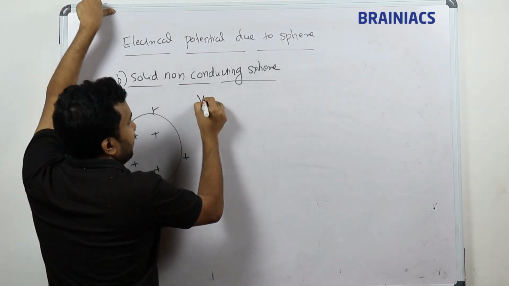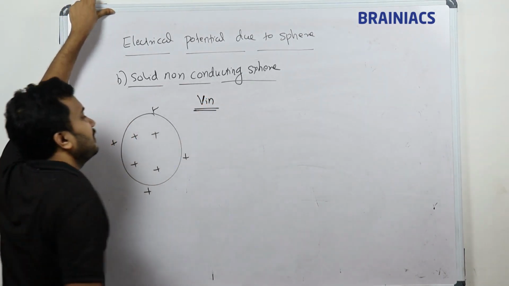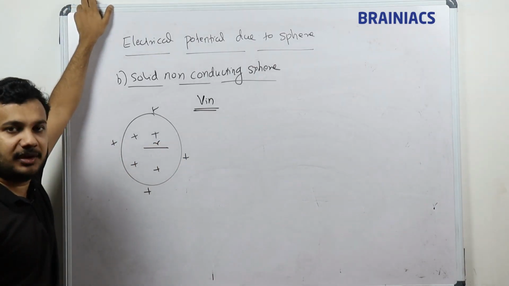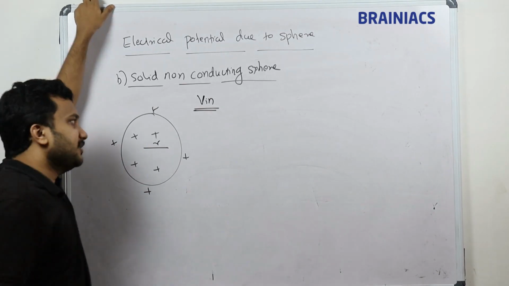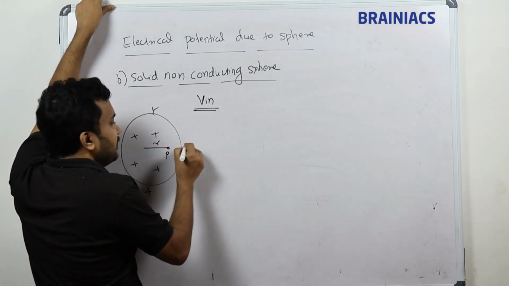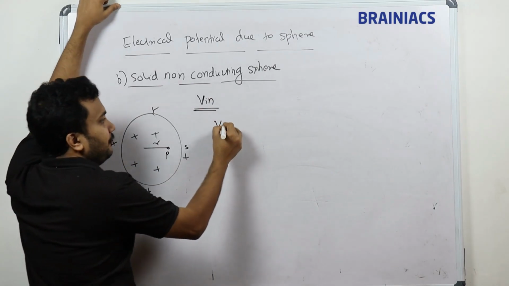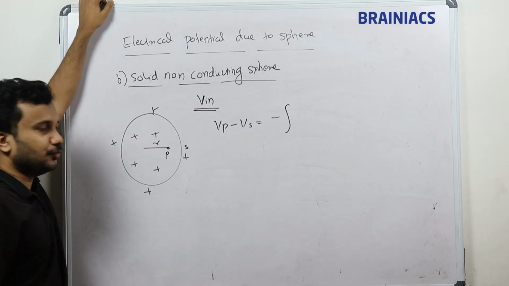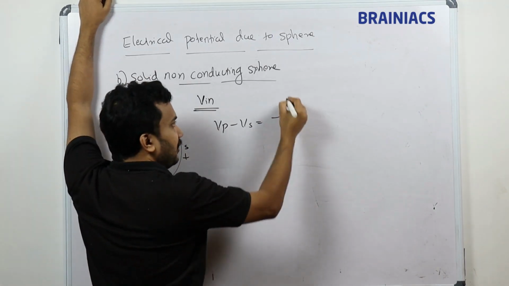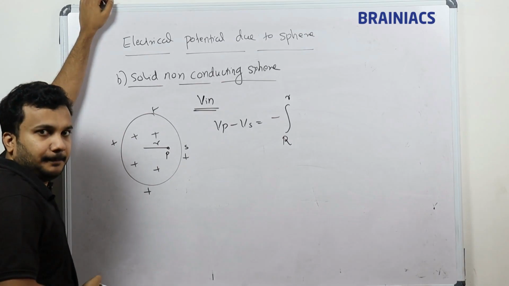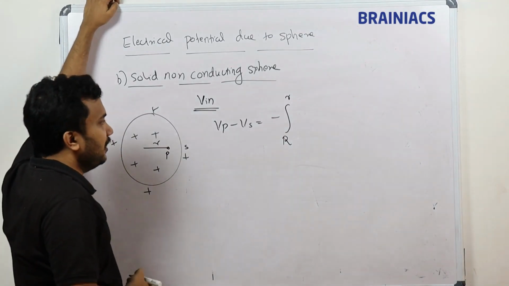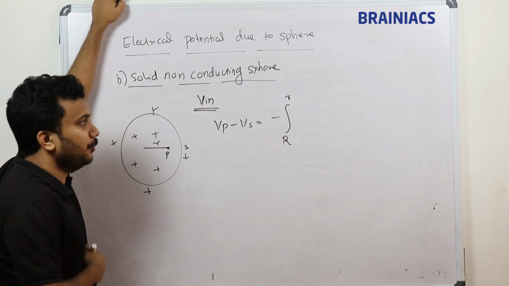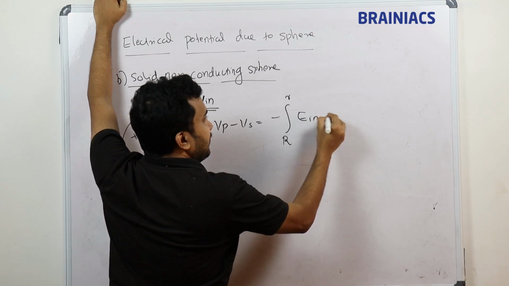First, I'm interested in finding the electrical potential at inside, at a point at distance r. Here we'll follow the same procedure. This is a point P and this is a surface point. So we are measuring Vp minus Vs, which will be equal to minus the integral from capital R to small r. We are moving from capital R to small r, of the electric field intensity inside dot dr.